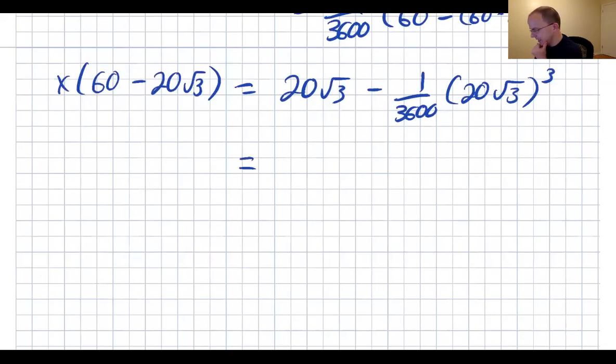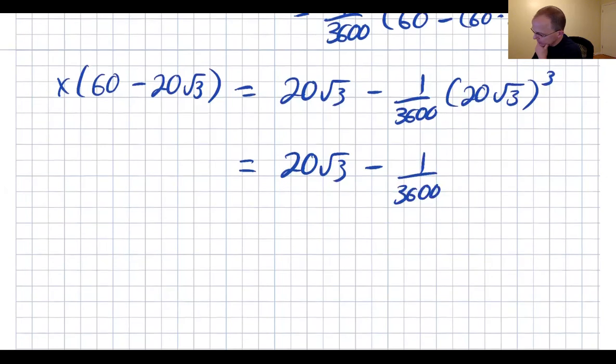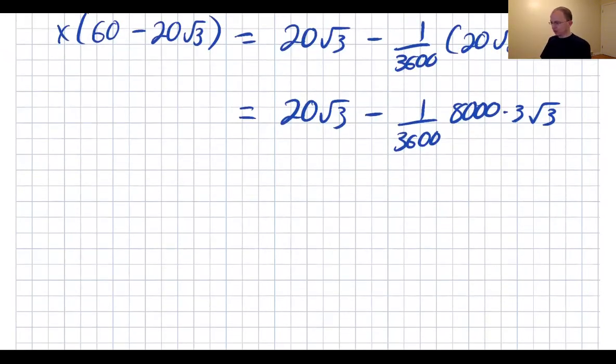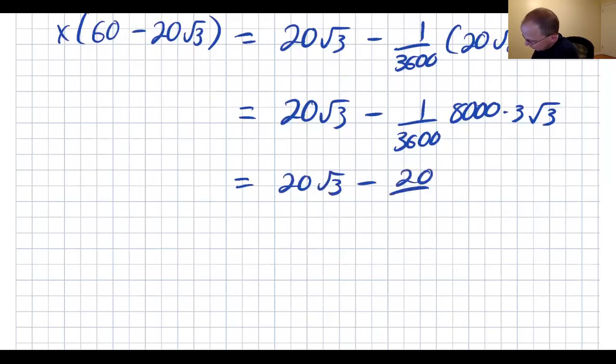Is there anything I can do to really simplify that? Let's see. 20 cubed, that's like 8,000. And then I can square 2 of those root 3s, and then I'll get 3 root 3. Okay, well, 8,000 divided by 3,600, that's 20 over 9. Okay, so I get 20 root 3 minus 20 over 9.